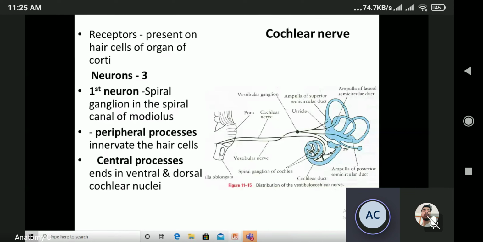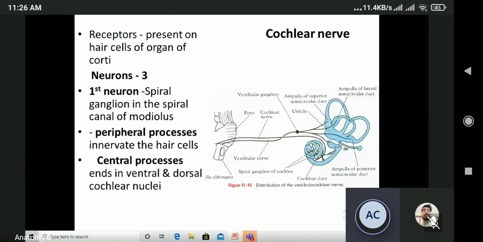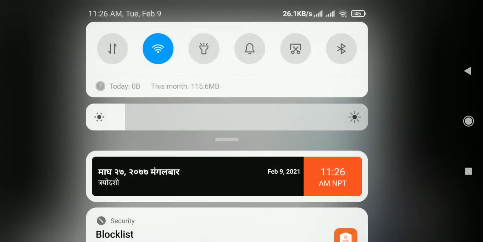Now the cochlear nerve consists of three order neurons. The first neuron is present in the spiral ganglion. So this is the spiral ganglion of the cochlea, and here lies the first order neuron. From here, the peripheral process innervates the hair cells, whereas the central process ends in the ventral and the dorsal cochlear nucleus. So for the cochlear nerve, there are only two nuclei, the ventral and the dorsal, whereas for the vestibular nerve, there are four nuclei.